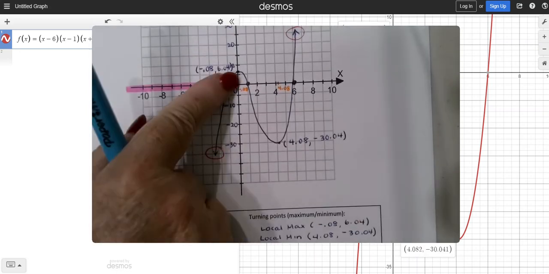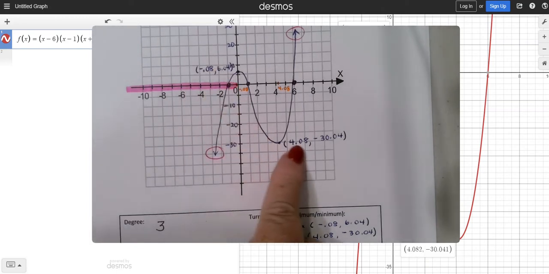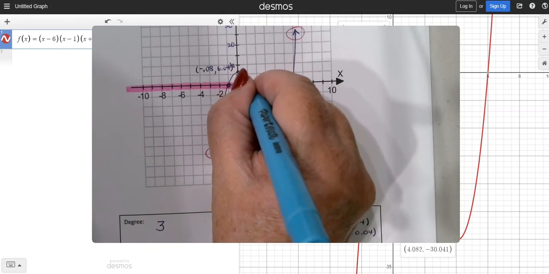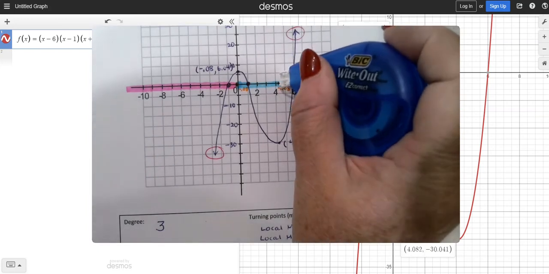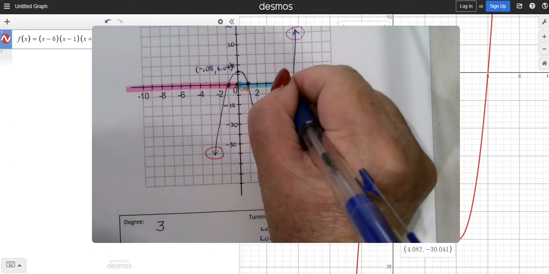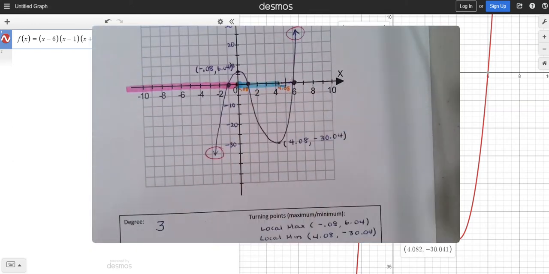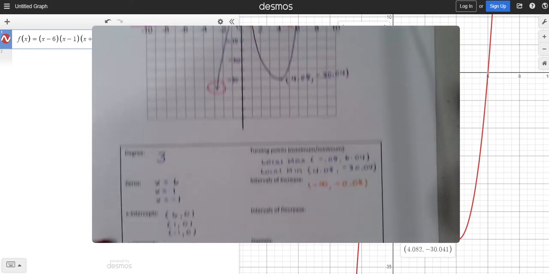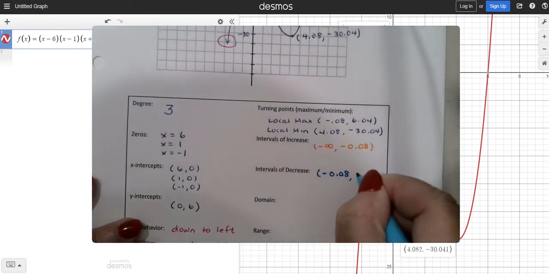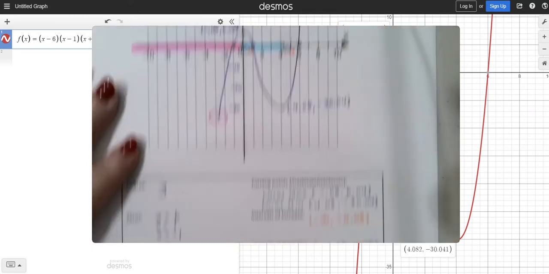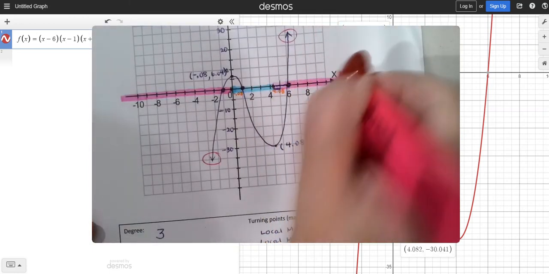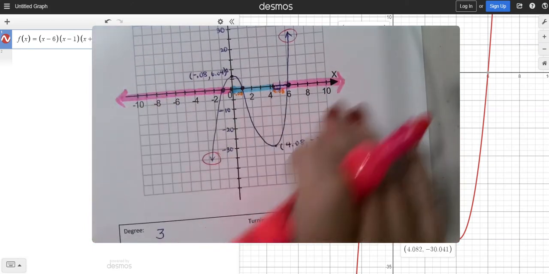All right. I then have a section of the graph that's decreasing, and it decreases until I get to the minimum, so it decreases in here. From negative 0.08, oops, I went a little bit too far, sorry about that. Until I get to positive 4.08. I have that decrease in the graph. All right, at the end the graph is increasing again, and that starts here at 4.08 and continues on forever. So from 4.08 to infinity, my graph is increasing.